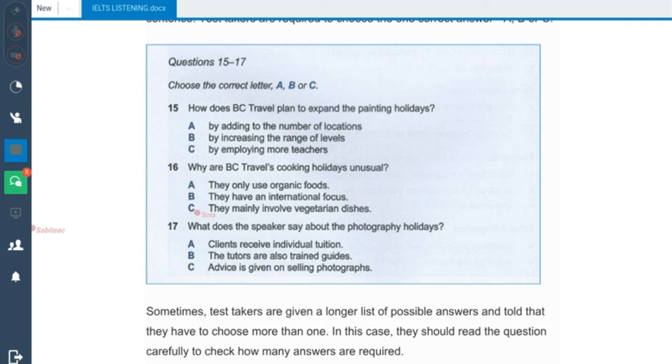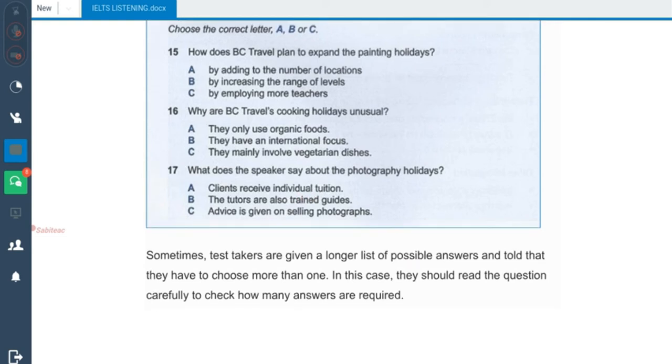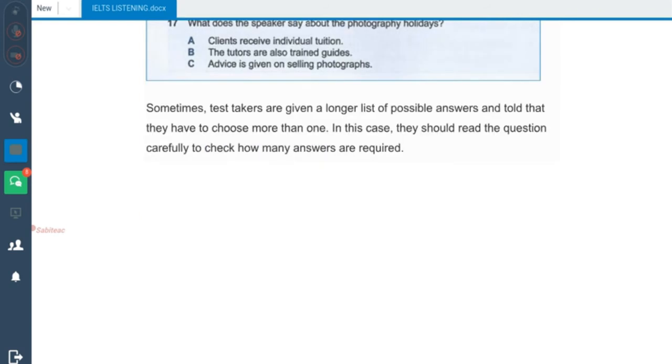All right, good. So I believe you have seen this example of multiple choice questions. Now, there's another type of multiple choice questions that I would like to let you be aware of. Sometimes test takers are given a longer list of possible answers and told that they have to choose more than one. In this case, test takers should read the question carefully in order to check how many answers are required.